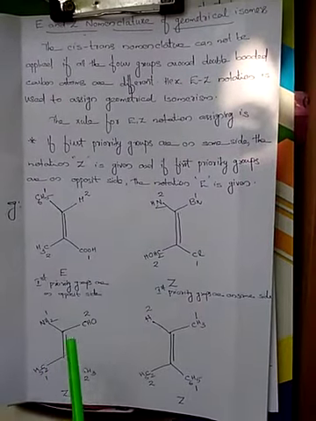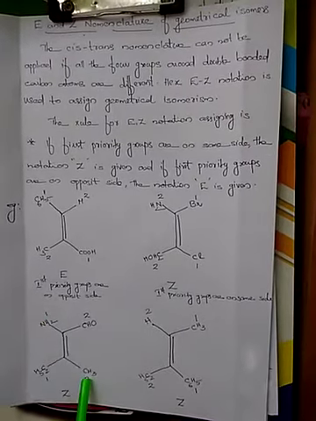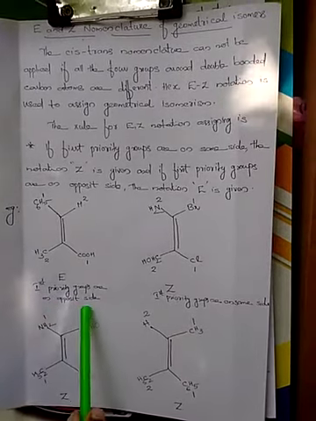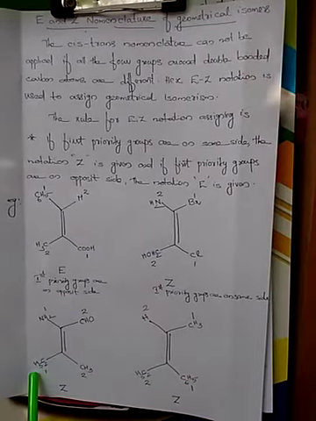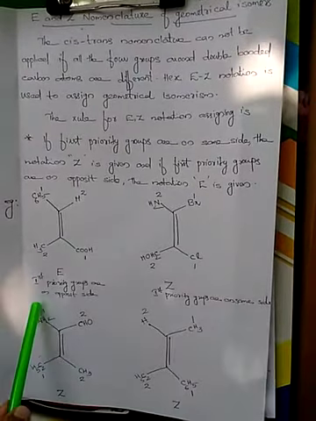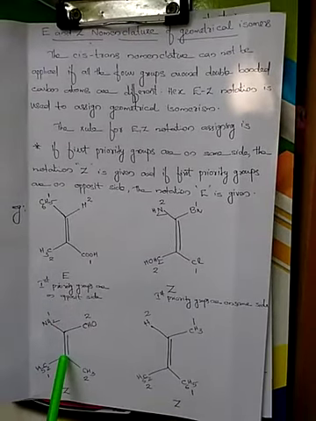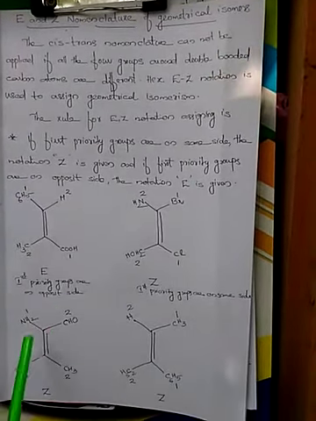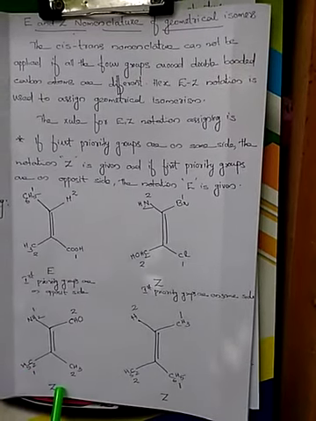Look into another example also. Here, C=C double bond. For this carbon atom, the substituents are CHO and NH2. Then CH3 and C2H5. First priority is given to NH2. Second priority is given to CHO. In the same way, first priority is given to C2H5 and then second priority is given to CH3. So the first priorities, 1, 1, and 2, 2, are both situated on the same side, so it is assigned as Z.